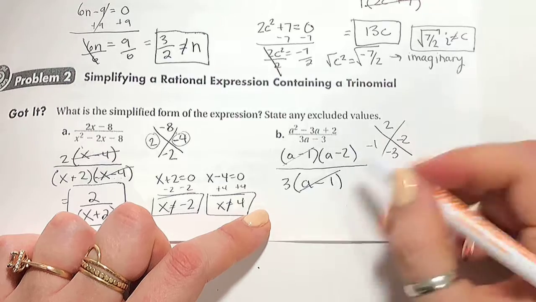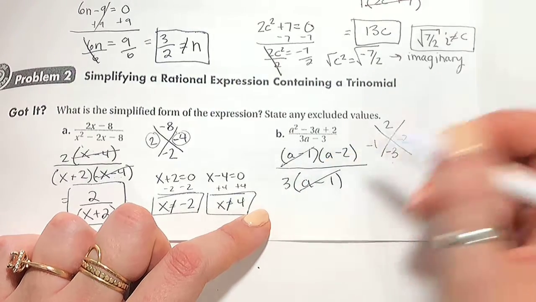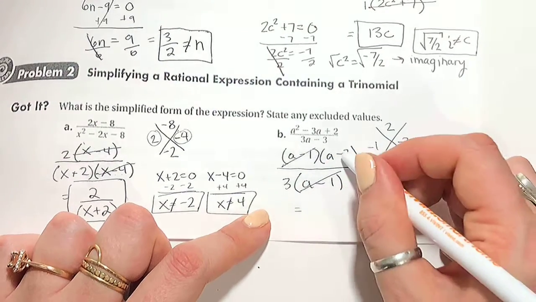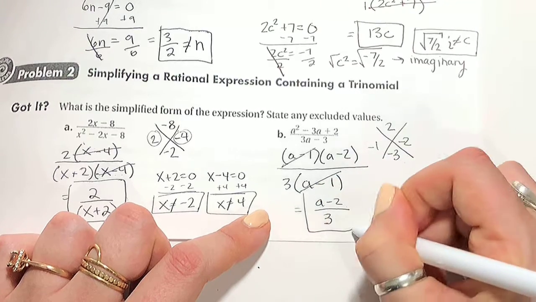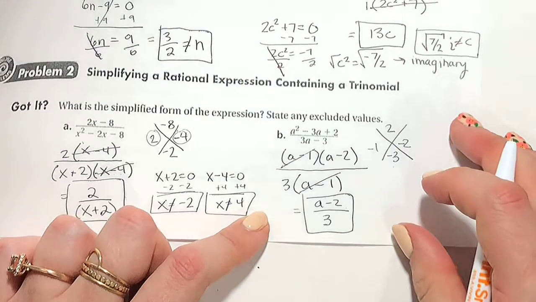And we have those matching groups that we're hoping for, so the a minus 1's cancel, and we're left in the top with an a minus 2. And then in the bottom, we're left with a 3. And that would be your simplified form.